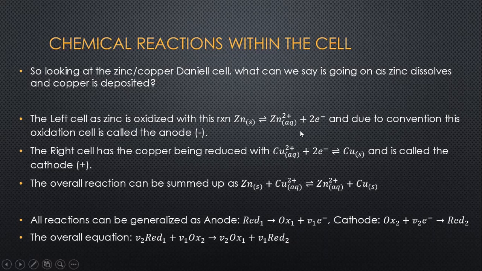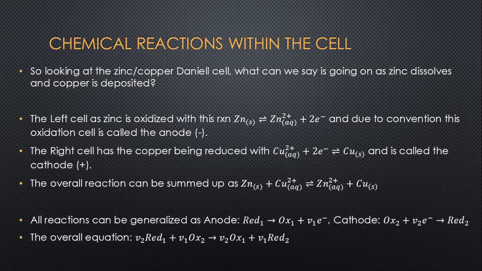In the right cell, the copper is being reduced: Cu2+ plus 2 electrons goes to copper solid, and it's called the cathode. The overall reaction is zinc solid plus Cu2+ goes to Zn2+ and copper solid.